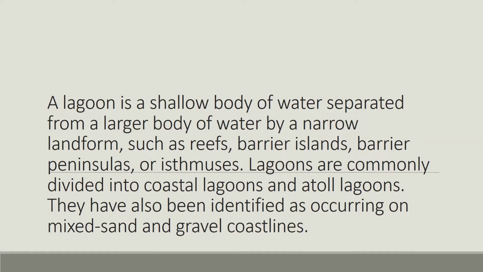A lagoon is a shallow body of water separated from a larger body of water by a narrow landform such as reefs, barrier islands, barrier peninsulas, or isthmuses. Lagoons are commonly divided into coastal lagoons and atoll lagoons. They have also been identified as occurring on mixed sand and gravel coastlines.